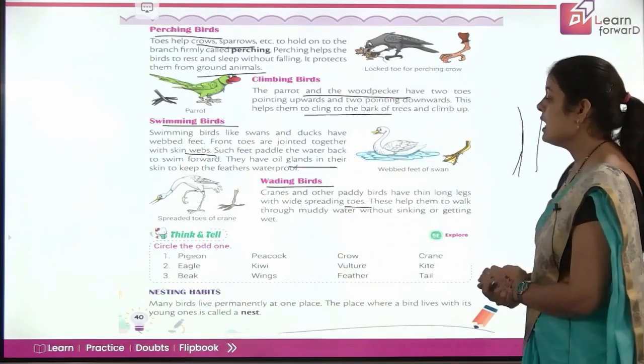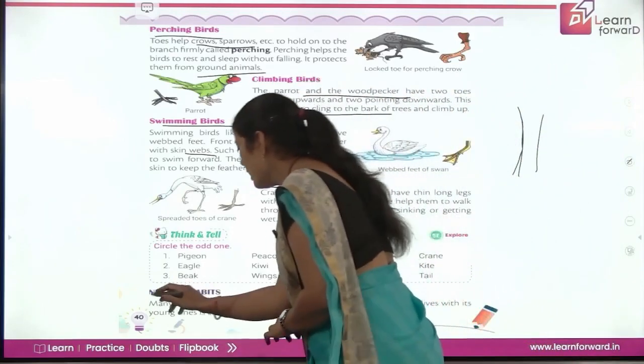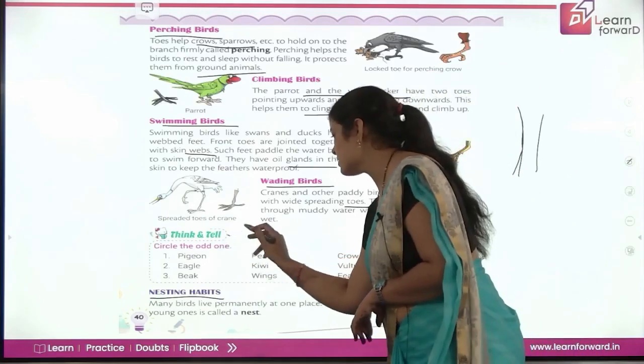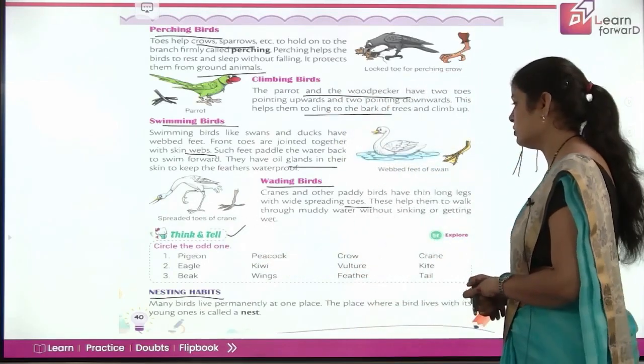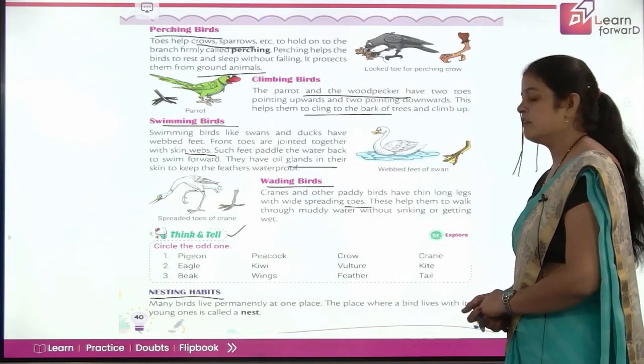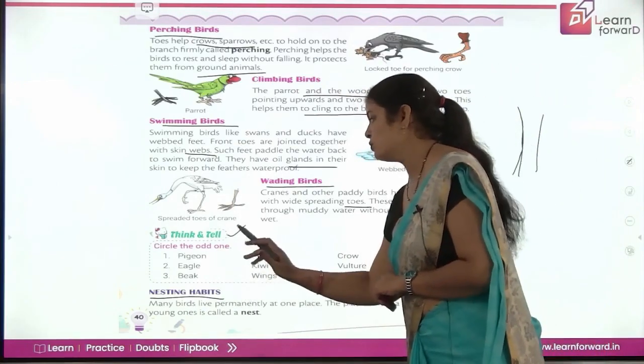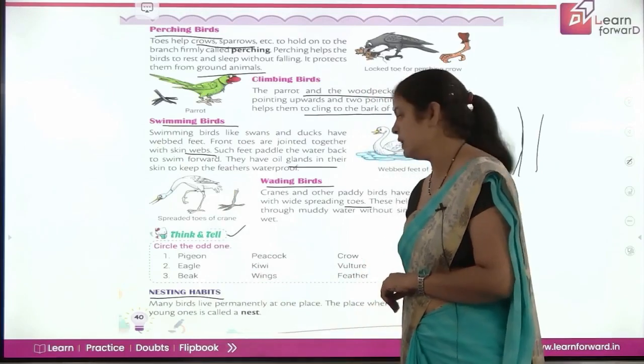Now next is nesting habits. Now birds have nesting habits as well. So here in this question I have just left it. Let me do it quickly. Circle the odd one. Here you have to pick out the odd one. One I am doing for you, the rest you have to do on your own. Which one should I do? Tell me quickly. First one.